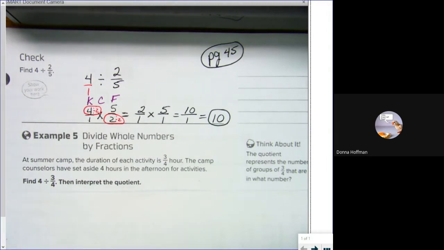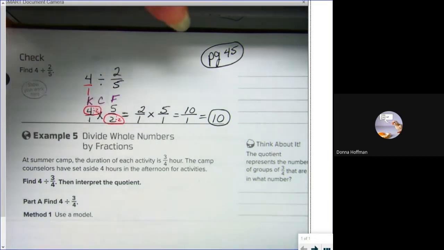The next example, example 5, is dividing whole numbers by fractions. And it starts out at a summer camp. The duration of each activity is 3/4 of an hour long. The camp counselors have set aside 4 hours in the afternoon for activities. So you're going to find the quotient of 4 divided by 3/4, and then we're going to interpret the quotient.